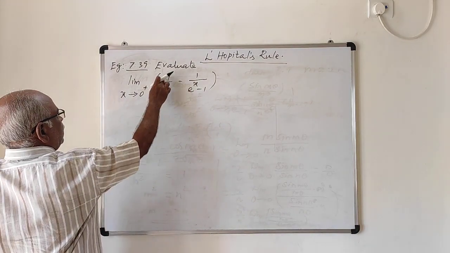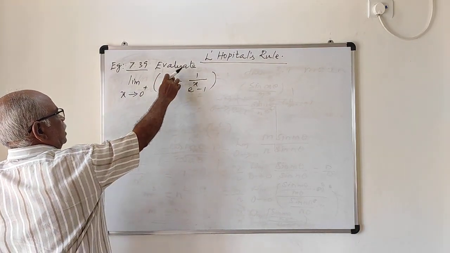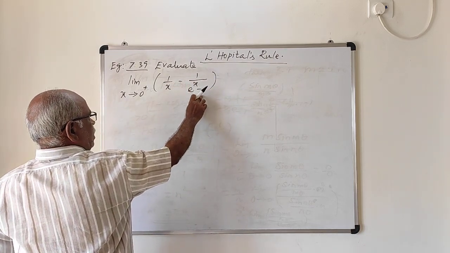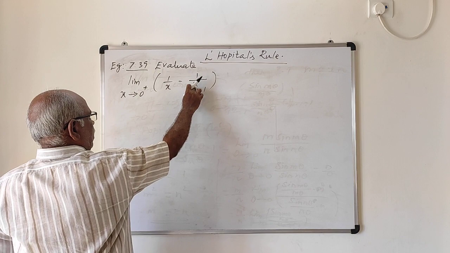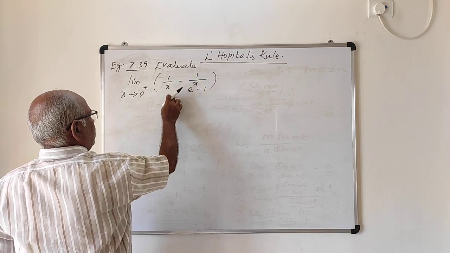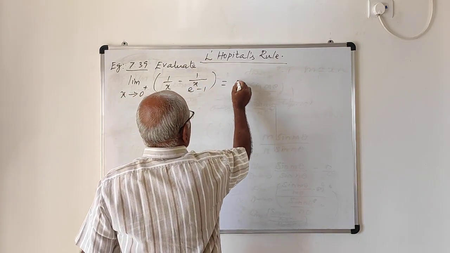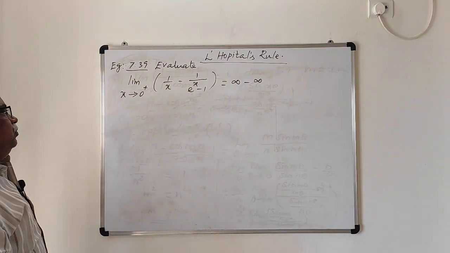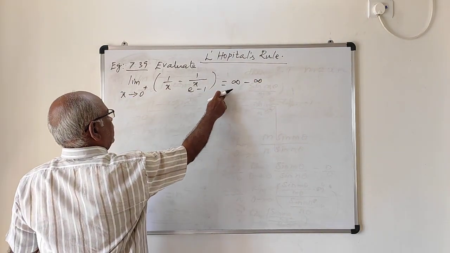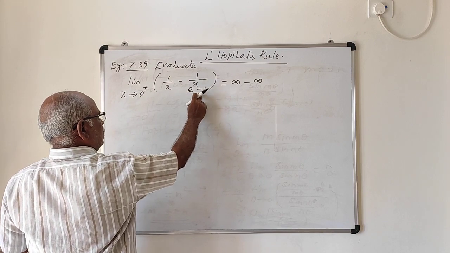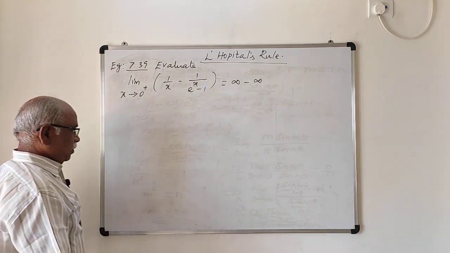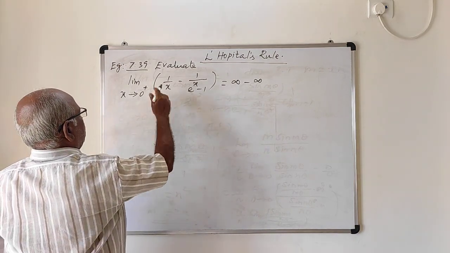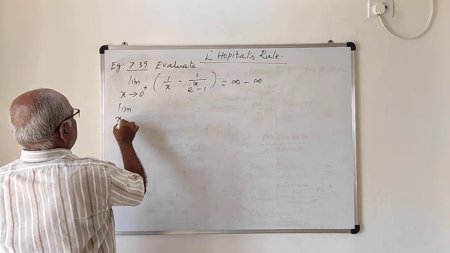If you apply the limit, 1 by 0 is infinity, minus 1 by e power 0 minus 1. e power 0 is 1, 1 minus 1 is 0, 1 by 0 is infinity. So it is of the form infinity minus infinity. It's an indeterminate form. To apply L'Hopital's rule, we have to convert this problem.